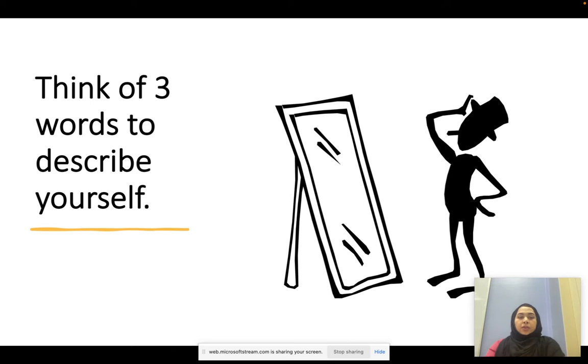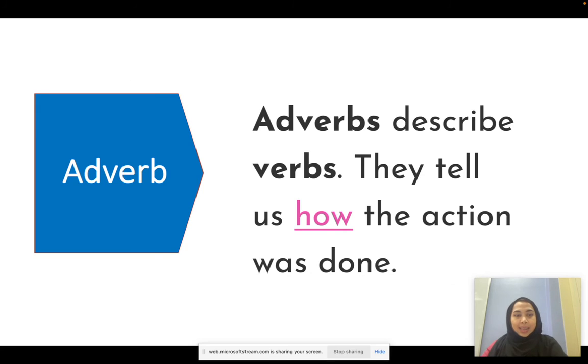How would you describe yourself in 3 words? Let's give you roughly 1 minute to think of 3 words to describe yourself. Well done. Any word you would have thought of is an adjective because it describes you and you are a noun. Cool? The last thing we're going to learn about are the adverbs.